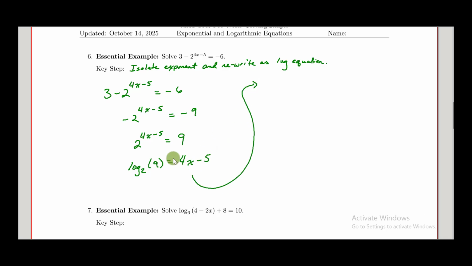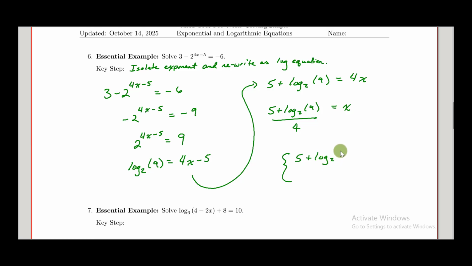So if we add 5 over, we would have 5 plus the log base 2 of 9 is equal to 4x. And if we continue one step further, we would get that x is equal to 5 plus the log base 2 of 9, all divided by 4. And that might look a little bit strange, but that's how we're going to park our answer. There's our solution to this problem. Now, one thing to keep in mind is that the domain of an exponential operation is all real numbers. And we aren't doing any other problematic operations here, so we can keep that solution. Okay, there's no trouble there.